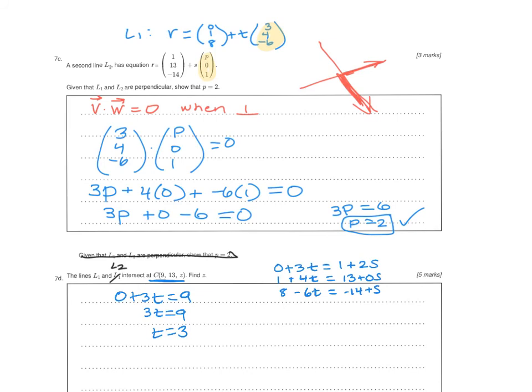We can check that by plugging it into the second one right here. 1 plus 4 times 3 gives us 13. Well, that's right. So to find z, all we're going to do is plug it into the final one, 8 minus 6 times 3. So that'd be 8 minus 18, which is negative 10.